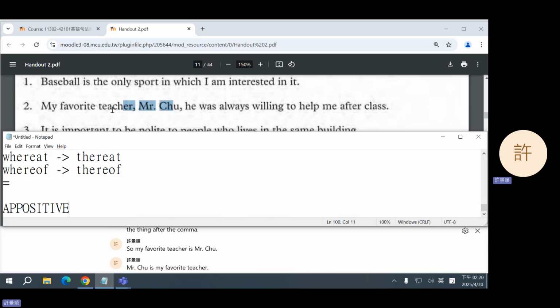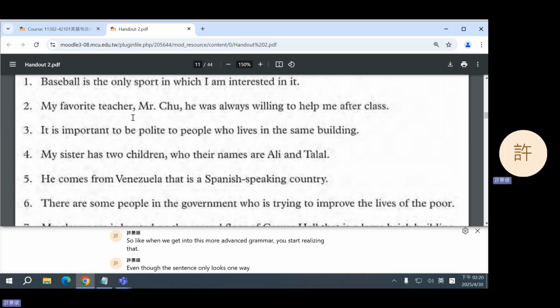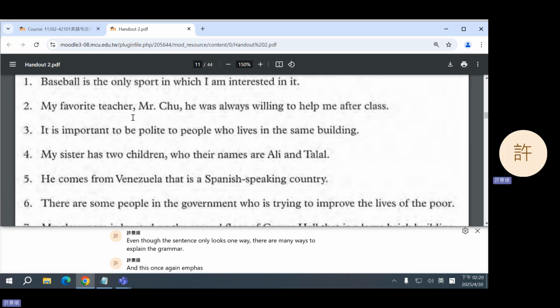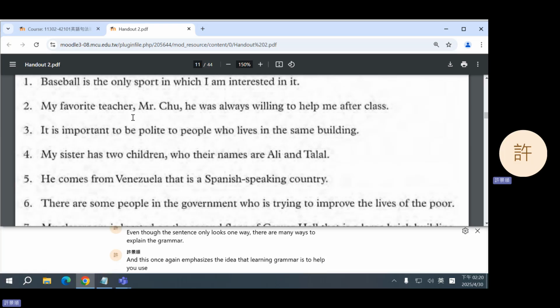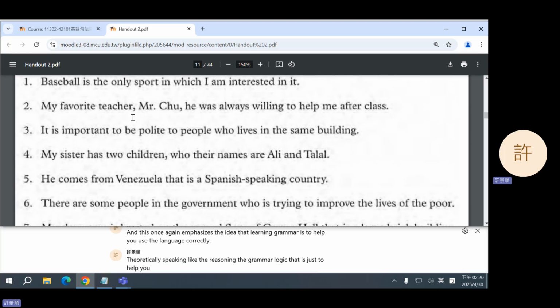So when we get into this more advanced grammar, you start realizing that even though the sentence only looks one way, there are many ways to explain the grammar. And this, once again, emphasizes the idea that learning grammar is to help you use the language correctly. Theoretically speaking, the reasoning, the grammar logic, is just to help you use English. The explanations themselves are not too important.